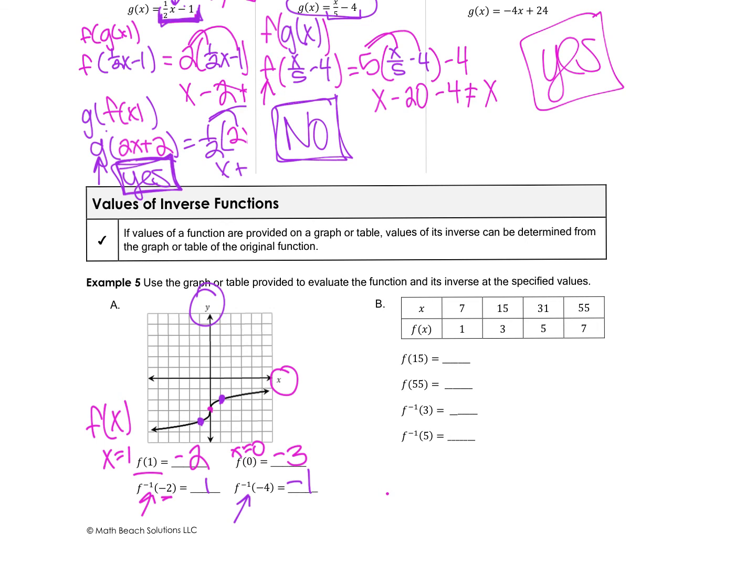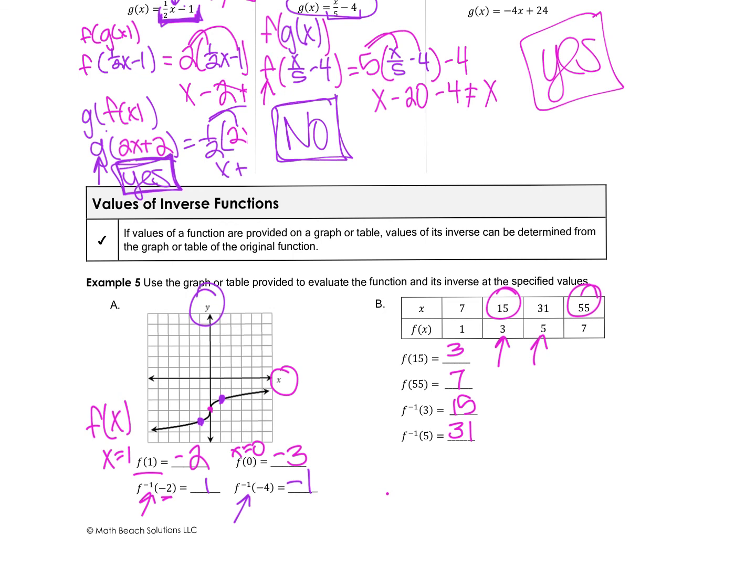Now let's look from a table. So f of 15, which means x equals 15. So when x is 15, your y is 3. F of 55, when x is 55, your y is 7. F inverse of 3, which means, remember, you switch x and y. So you're looking at the table when your y there is 3, which would really be your inverse x. It would be 15, and then 5 would be 31.